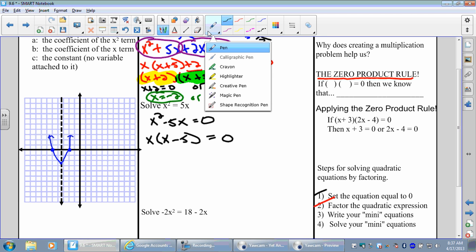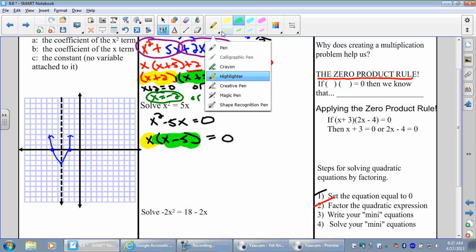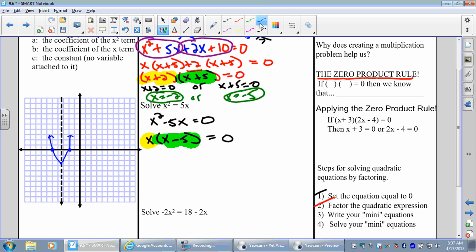So again, coming back to this zero product rule, all right? We either know that this is 0, or we know that this is 0. And that allows us to write our mini equations. So I know that either x equals 0, or I know that x minus 5 equals 0. So how do I solve those? Well, this one's already solved. So x might be 0.